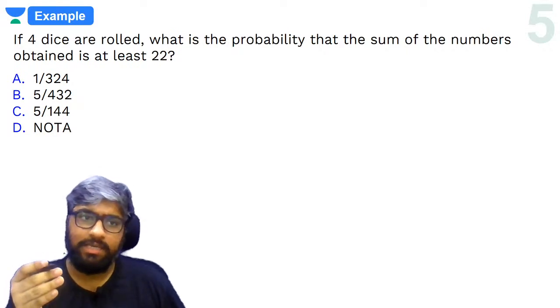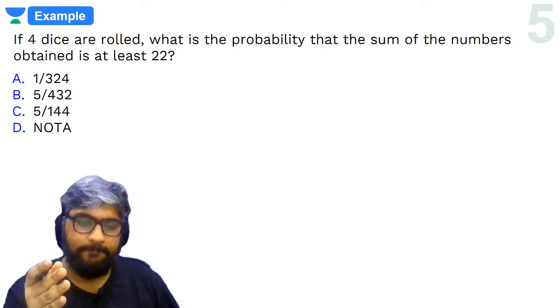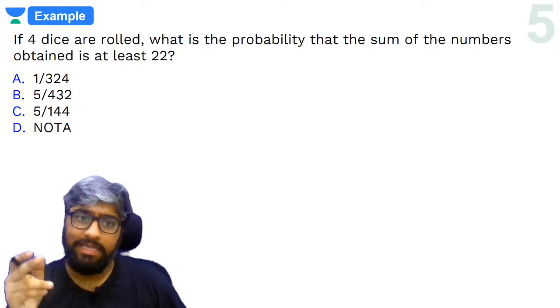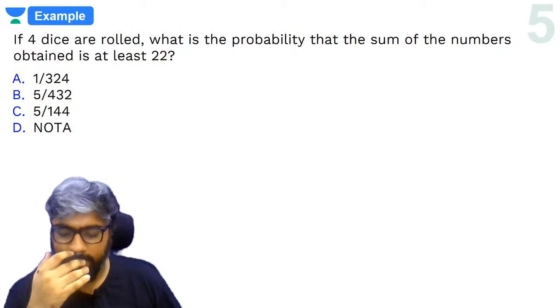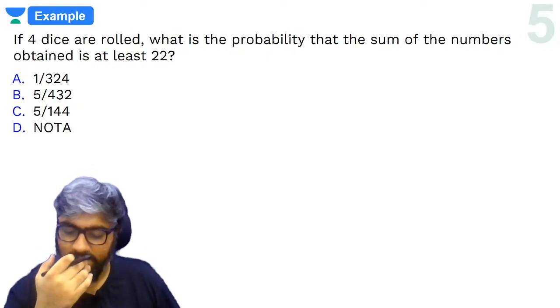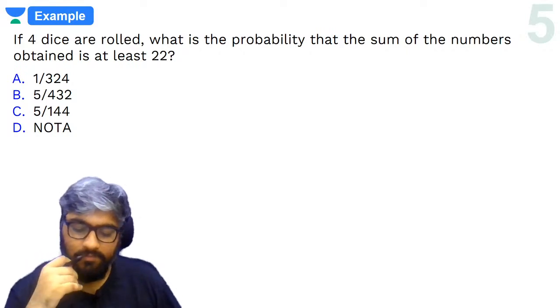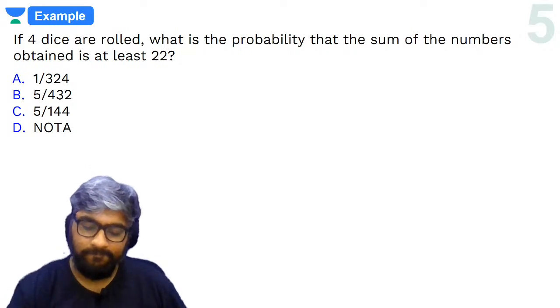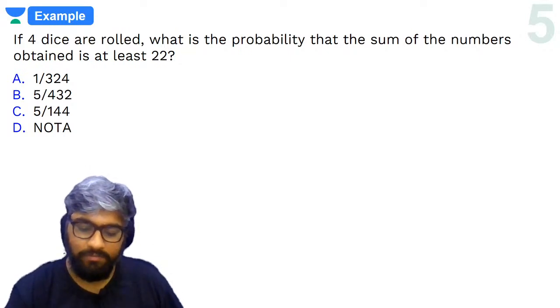Here's a question that says, if 4 dice are rolled, what is the probability that the sum of the numbers obtained is at least 22? Anyone?